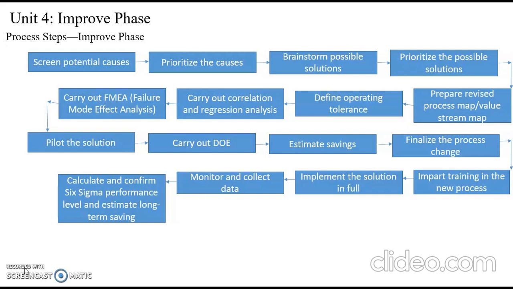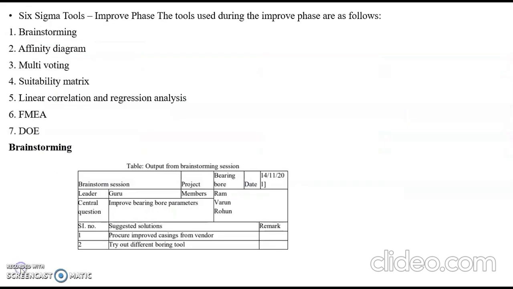Next, some Six Sigma tools in improve phase. There are several tools involved in this improve phase. Some of the tools are, first one is brainstorming. Next one is the tools which are used for prioritizing the solutions, that is affinity diagram, multi-voting and suitability matrix, linear correlation and regression analysis, FMEA and DOE. The first one is brainstorming.